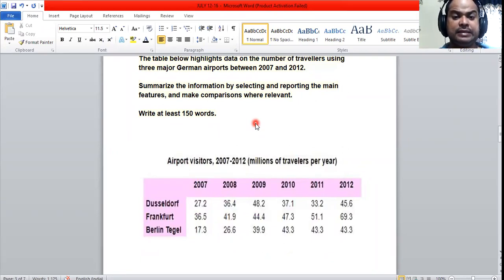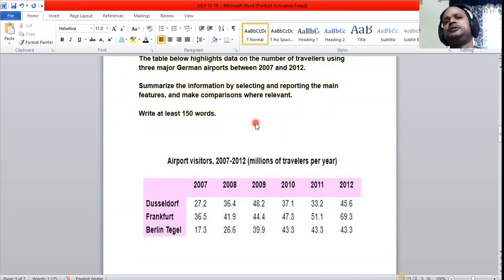The table below highlights the data on the number of travelers using three major German airports between 2007 and 2012. So this particular chart is a table, and we have a lot of statistical comparisons here. We have different methods to solve this. The solution is up to the way you take it. Whatever way you take, it's not a problem. You have to get a clear cut overview for your way of explanation.